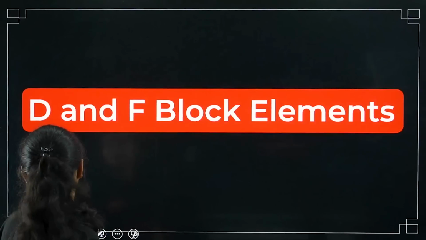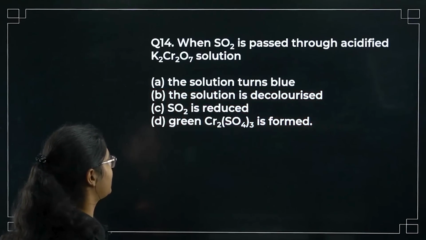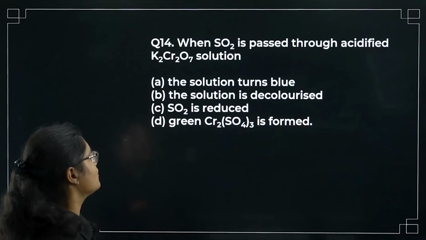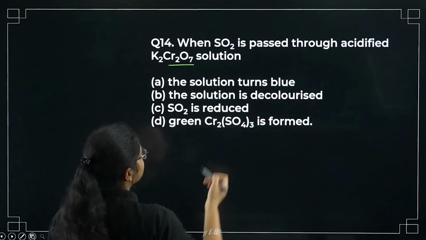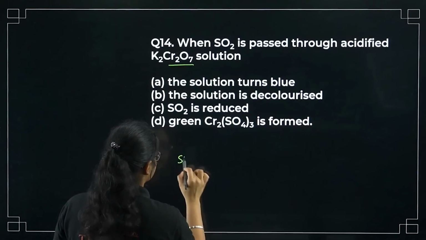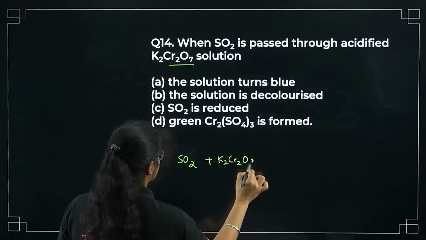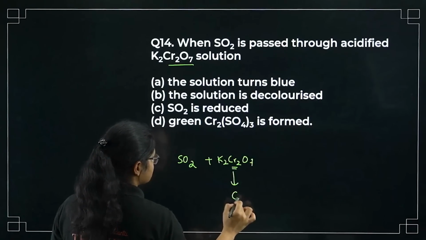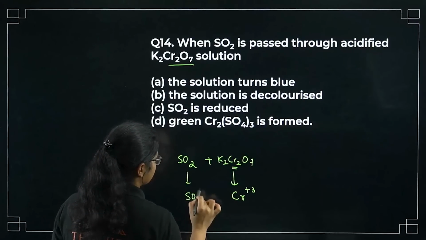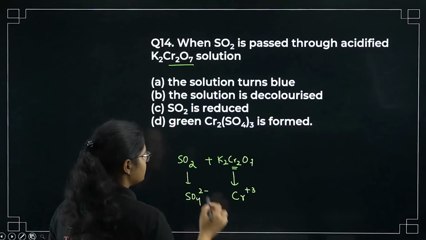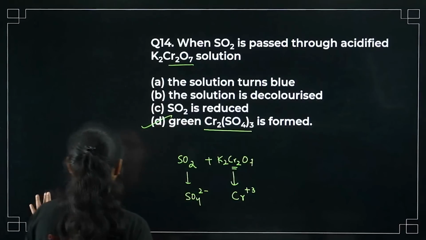Okay, next we'll go to D and F block questions. When SO2 is passed through acidified K2Cr2O7, what happens? Now see, SO2 plus K2Cr2O7: Cr gets reduced to +3 and SO2 gets oxidized to SO4 2-. So chromium sulfate is formed, that is this green color compound, option number D here.